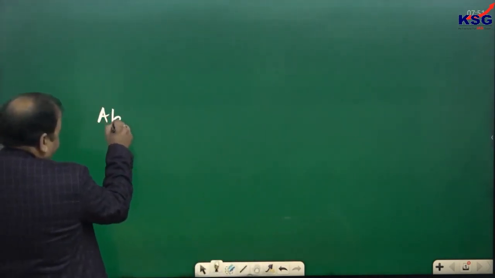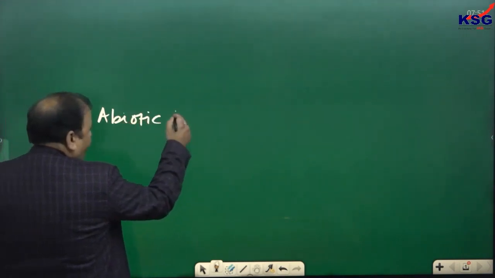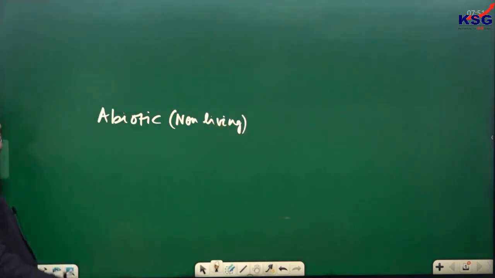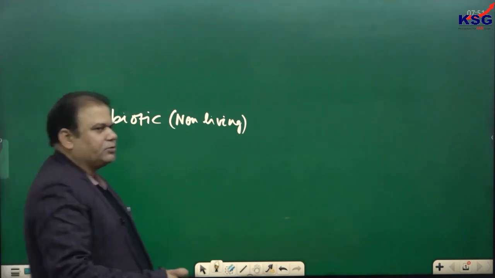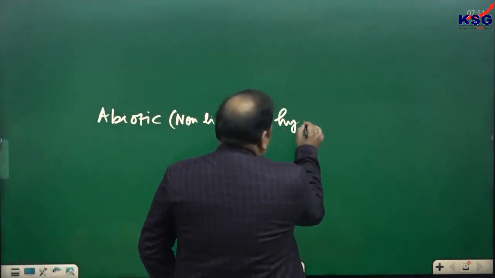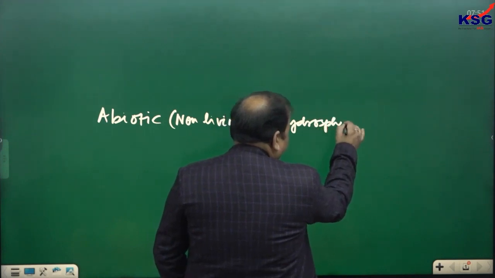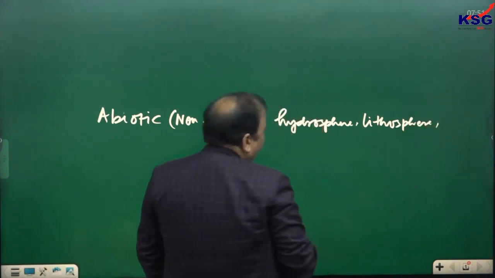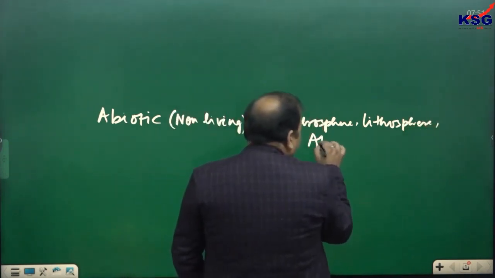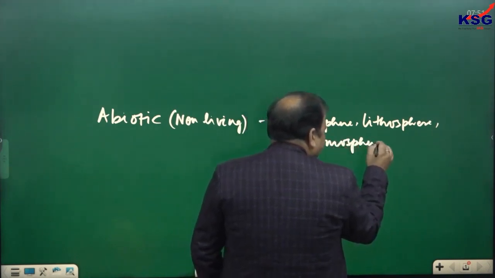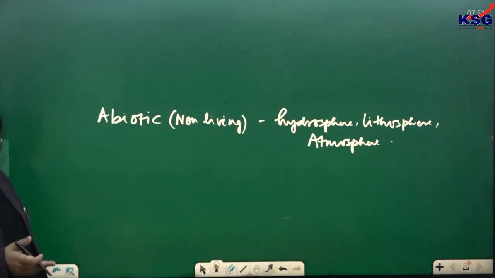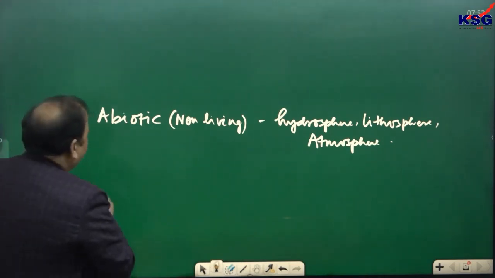Abiotic or non-living component, which includes hydrosphere, lithosphere, and atmosphere. But do have the concept that some of the experts regard temperature and wind also as a biotic component. Clear?